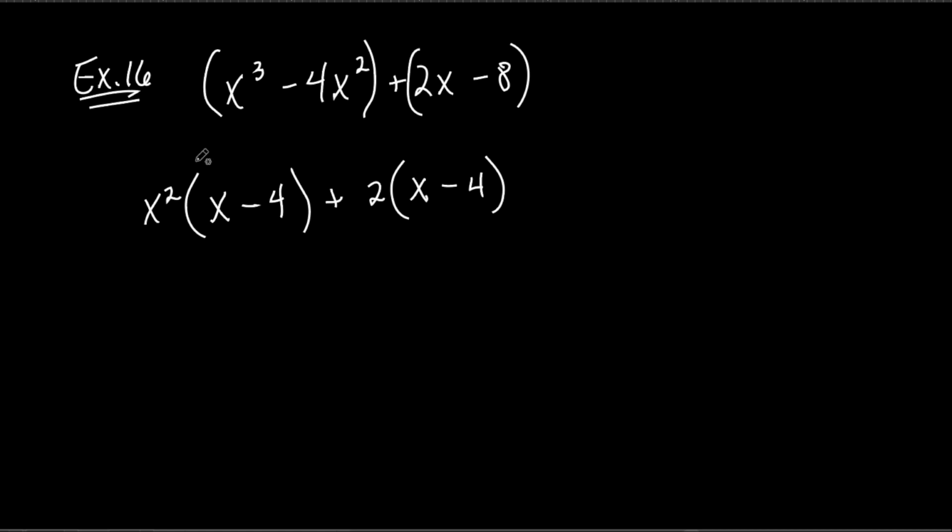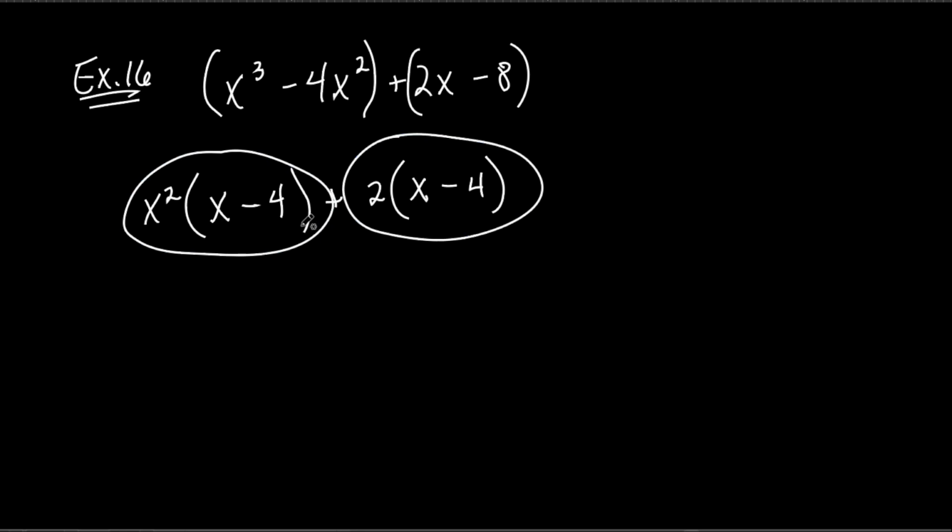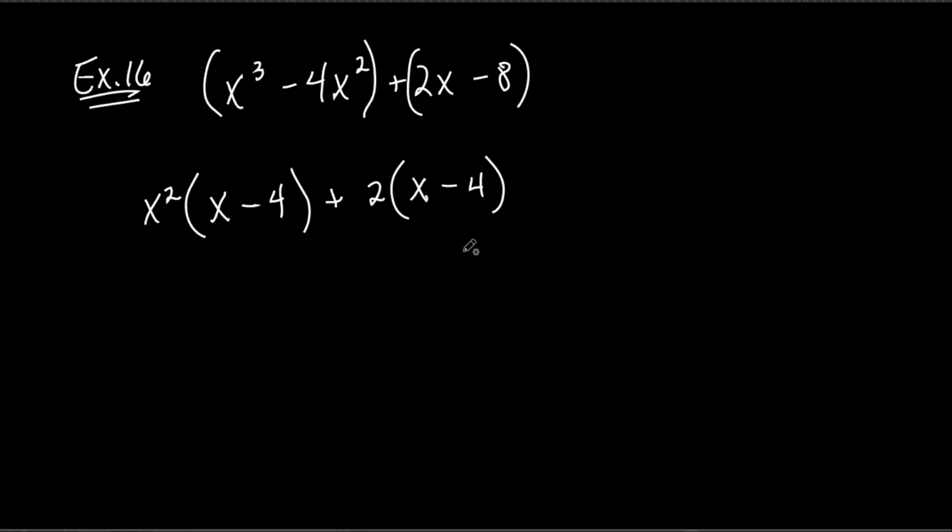So now, if we take a look at this, and we take a look at this, is there something in common with both of those? Yeah, the x minus 4. So what are we going to do now? We're going to pull out an x minus 4. So it's kind of like a multi-level factoring type problem. So now I'm going to pull out an x minus 4. What are we left with? If I pull out an x minus 4 from this, I'm left with an x squared. Then put that plus. Okay? And what if I pull out an x minus 4 from this? I'm left with a 2.